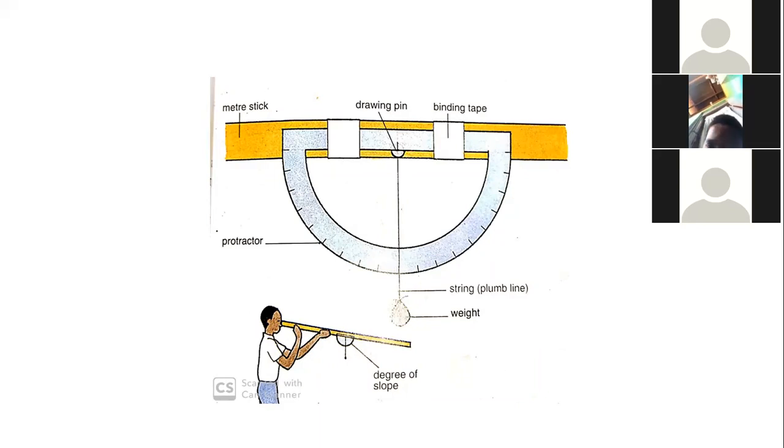Then you can see someone holding or showing how the slope gauge is held. So you look at an angle, then that angle is measured on the protractor. So Nicholas, you're welcome. Any further questions, you can put them across. Thank you.